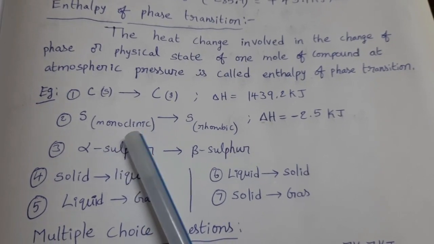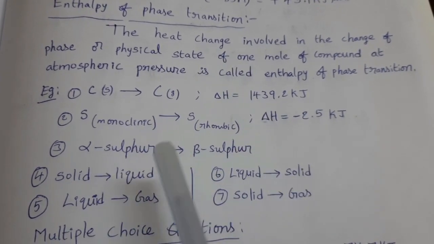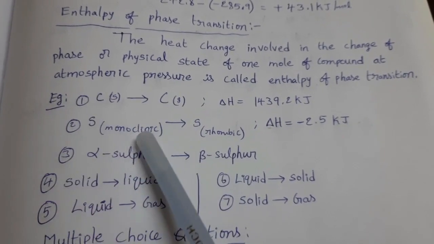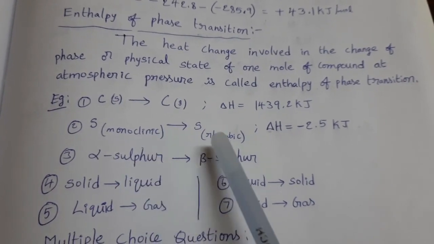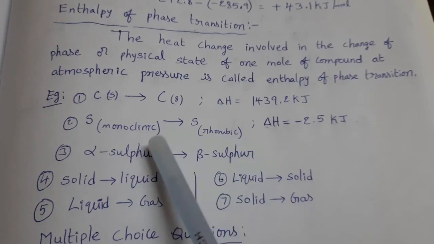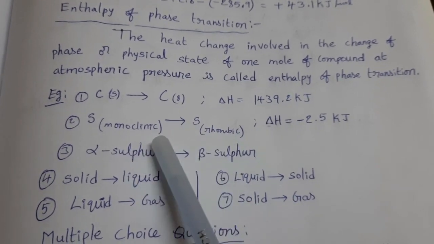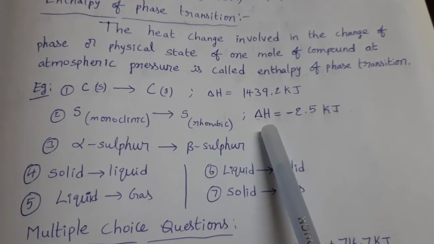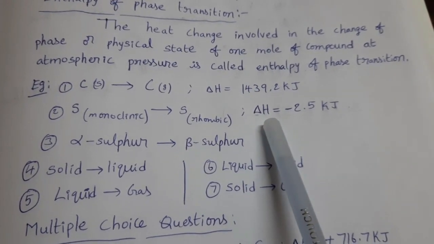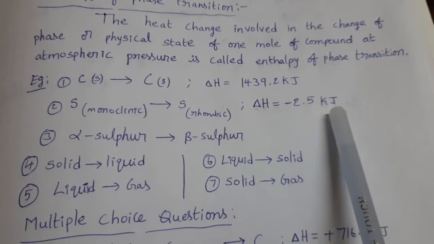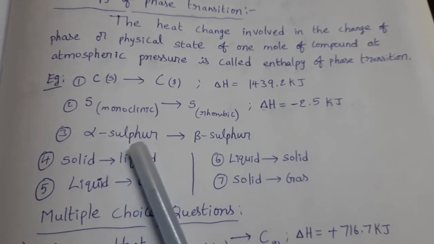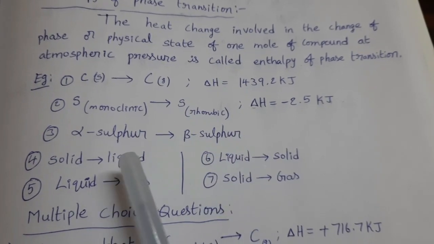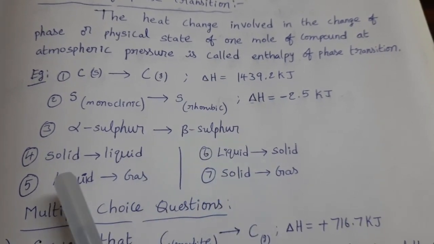Sulfur is present in solid form. Different forms of sulfur are available, monoclinic, rhombic sulfur, like this. So monoclinic sulfur is changed to rhombic sulfur. Only the physical state or phase is changed. The related enthalpy is called enthalpy of phase transition. Delta H equal to minus 2.5 kilojoule. In the same way, alpha sulfur is converted to beta sulfur. This is also phase transition.